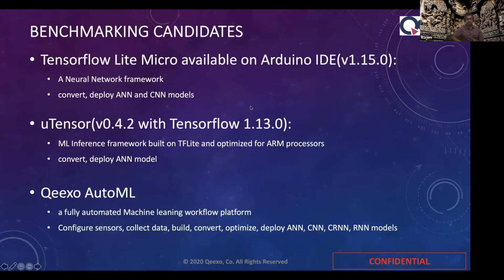And the third one is Qeexo AutoML, which is a fully automated machine learning platform for sensor data. And it can build models, convert them, and then deploy them for the tinyML targets. In addition to that, it can also do several other things, for example, configuration of the sensors, collecting the data, labeling the data, managing the data, and also doing the live performance analysis and the calibration.